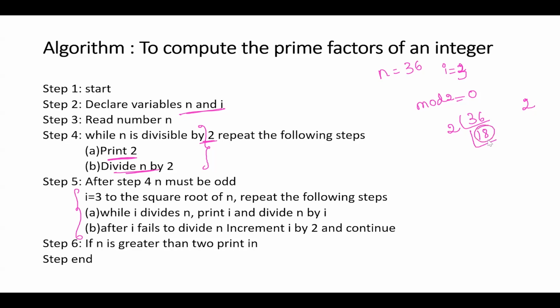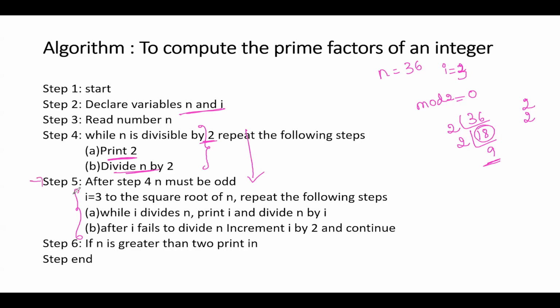When I check, 18 is even. So 18 divided by 2 is 9. Once again, I'll print the value of 2. Next step, of course, the value of n has now changed to 9. 9 is not an even number. Hence, I will come out of this loop and then I will enter step 5.